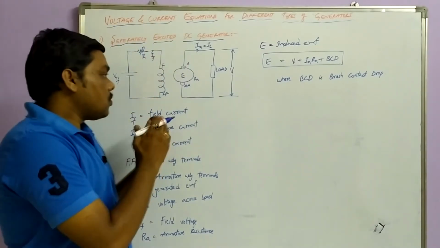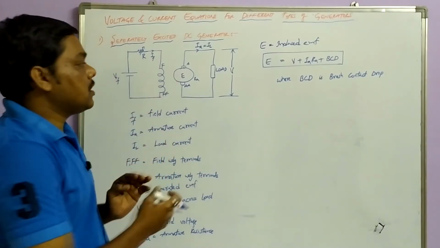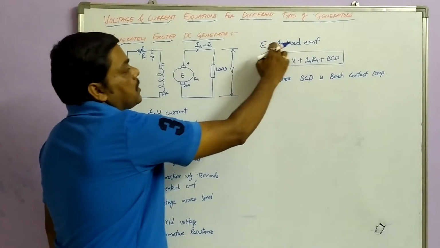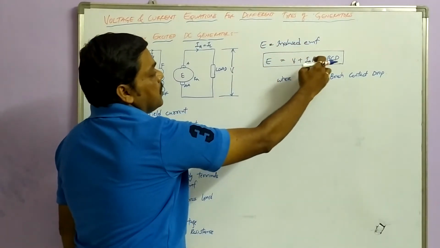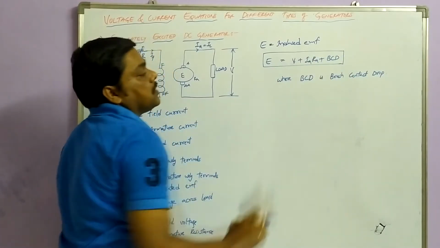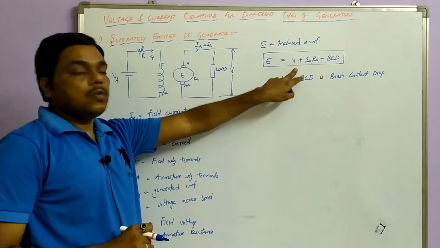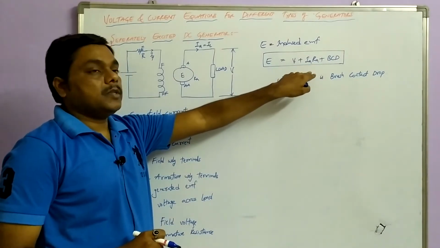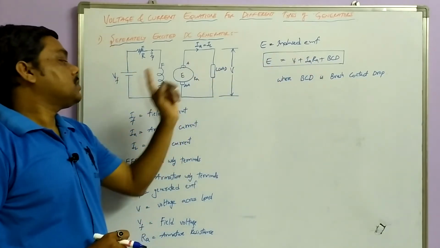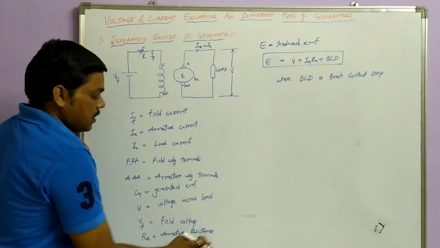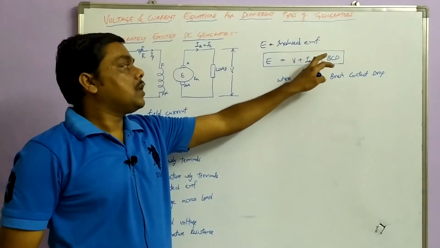Now what are the voltage relations in this particular DC generator? We have the generated EMF E is equal to V plus IA into RA plus BCD. What is V? V is the voltage across the load. What is IA? Armature current. What is RA? Armature resistance. So your armature has some resistance, and that is given by RA, plus BCD.